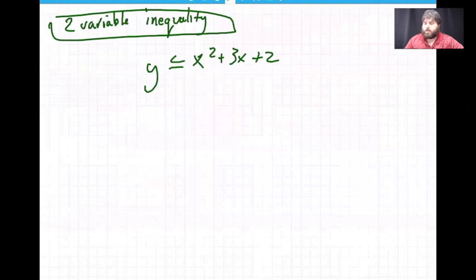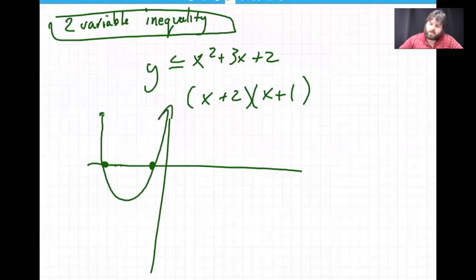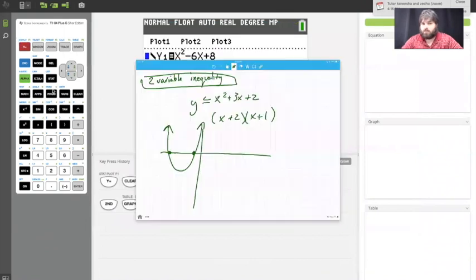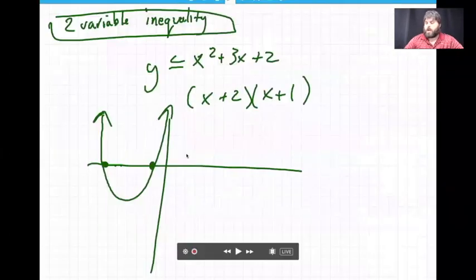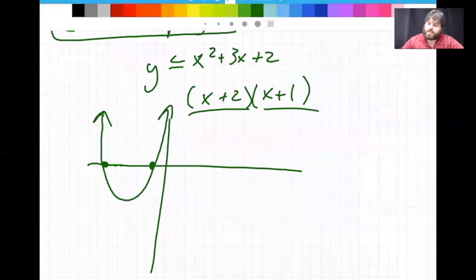Okay, first thing, we graph it like normal. So you can get your graphing calculator out, or you could factor this into x plus 2 times x plus 1 and realize that your zeros are at -1 and -2, and that your graph basically looks like that. Now again, seriously, it's not that hard to just plug it into your graphing calculator. Y equals, type it in, bam, you're done. I'm just showing a quick way to think about it in terms of factoring using the zeros. It's really easy.